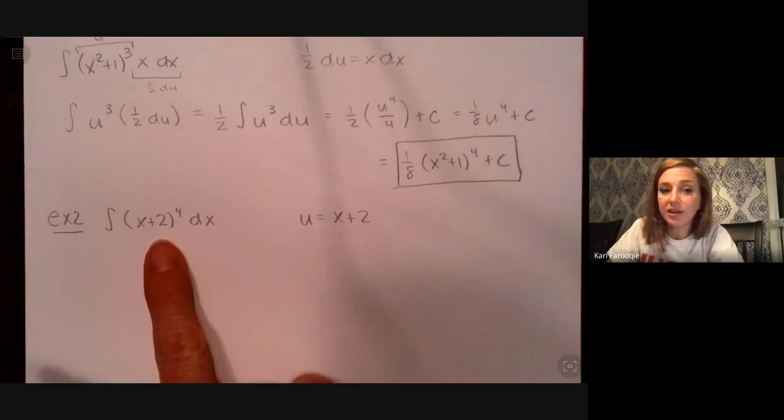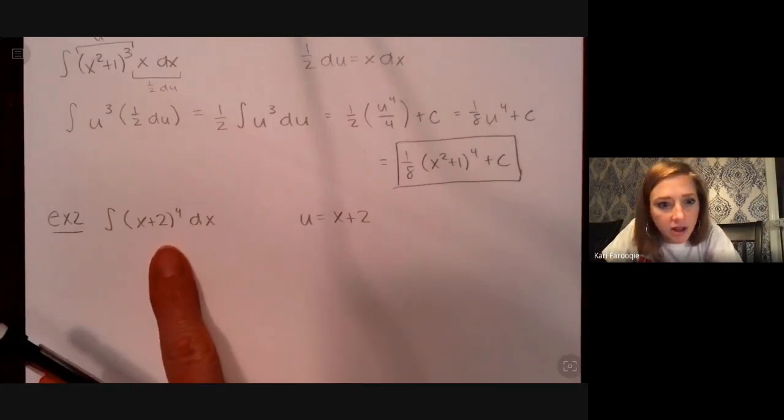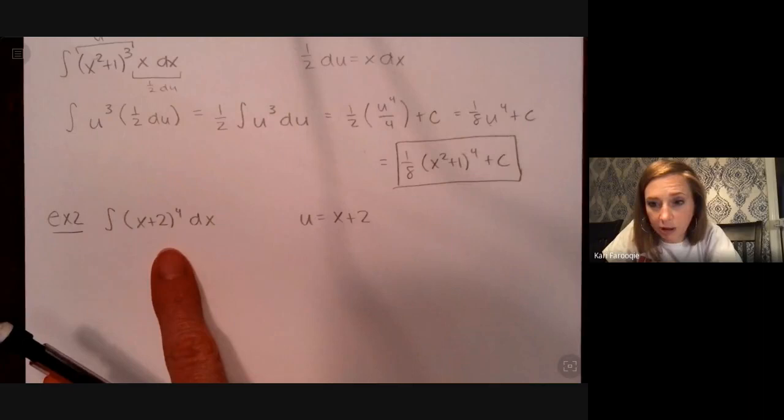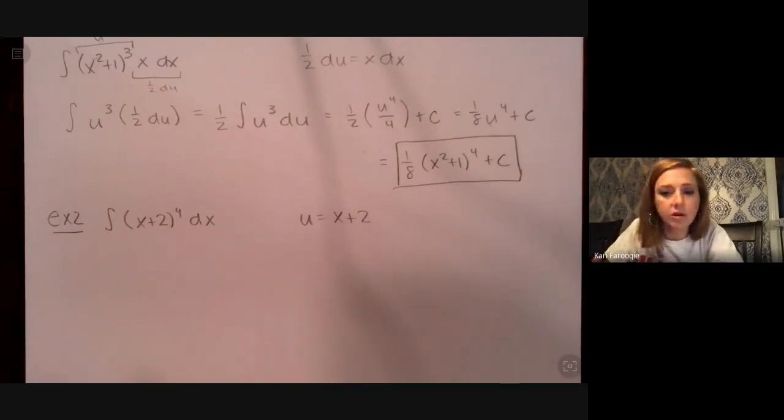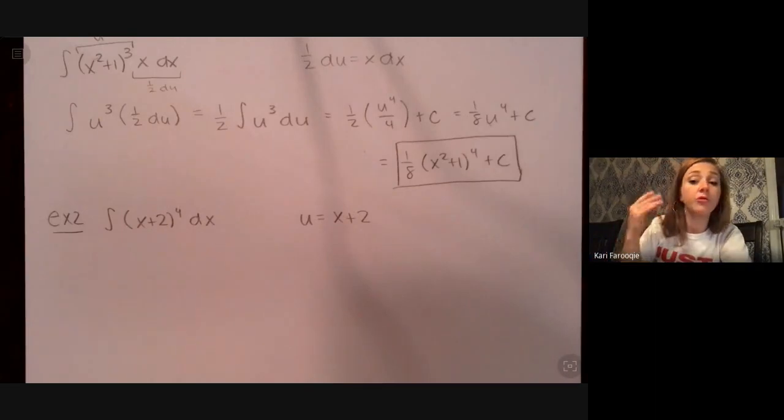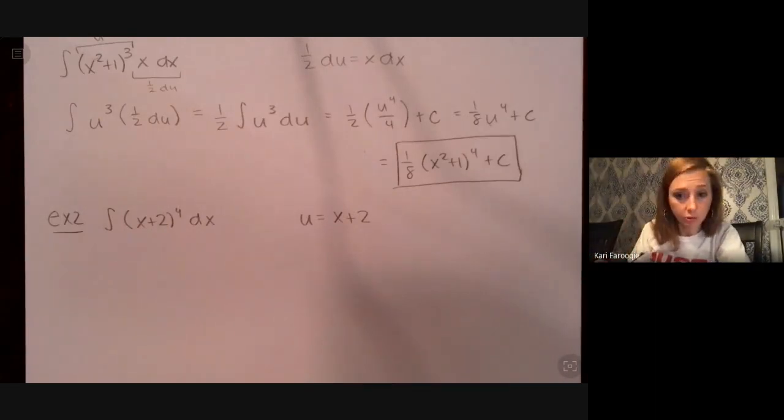And again, you could take x plus 2 to the 4th power, which, by the way, is not x to the 4th plus 2 to the 4th. You would have to actually multiply x plus 2 by itself 4 times. Just a reminder. So this is not so straightforward. But for substitution, we don't need to go through all that.